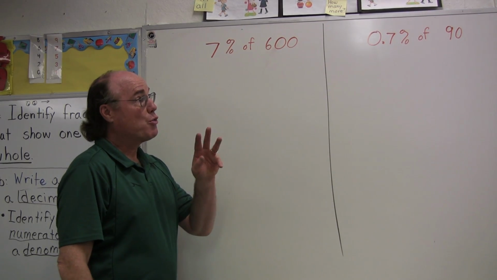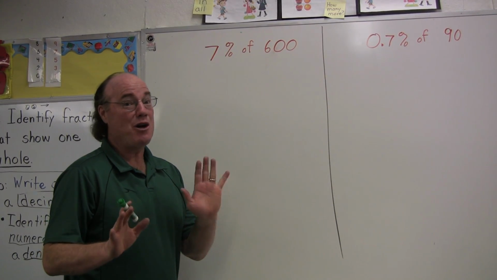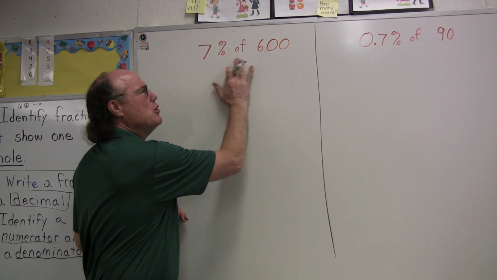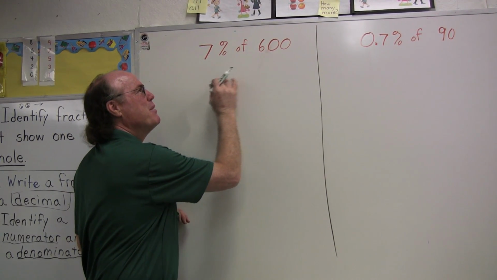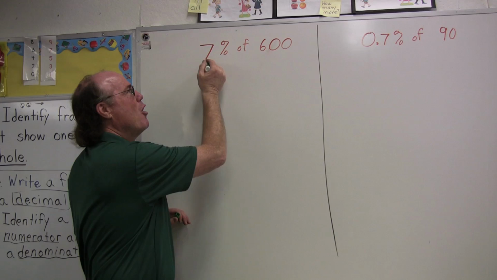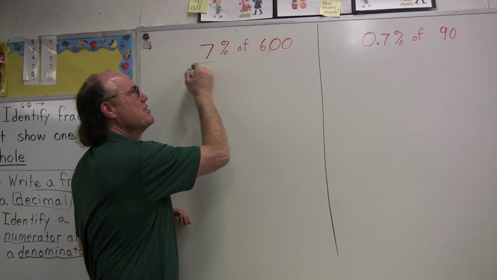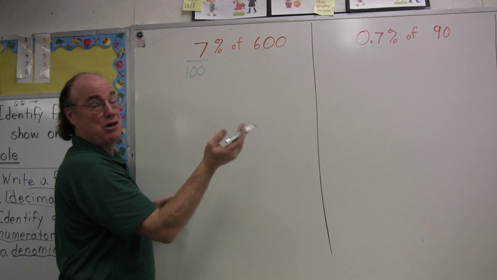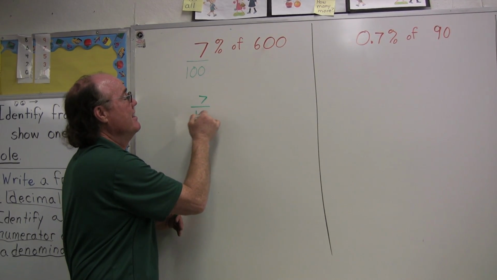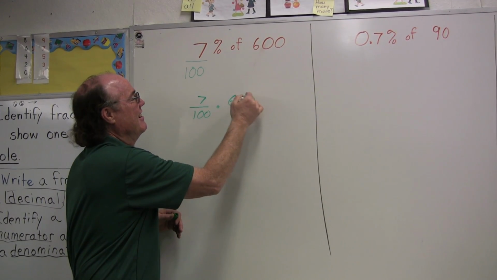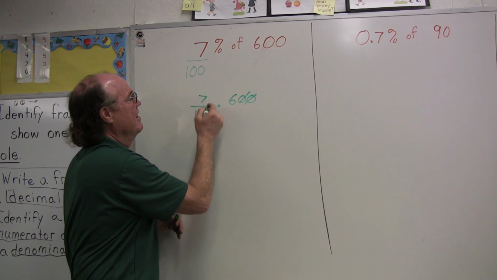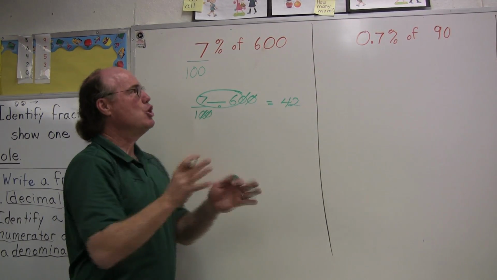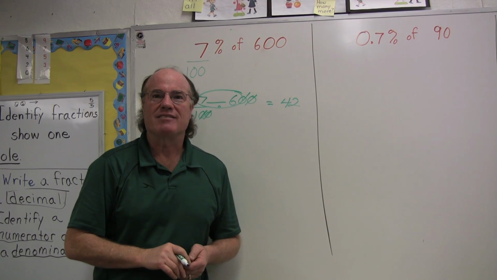Now, 3 more examples. These are all tough problems, okay? Although this looks tough, what if we converted this to a fraction? That's the reduced fraction here. Watch this. Seven times 6 is 42. You cannot get easier than that.